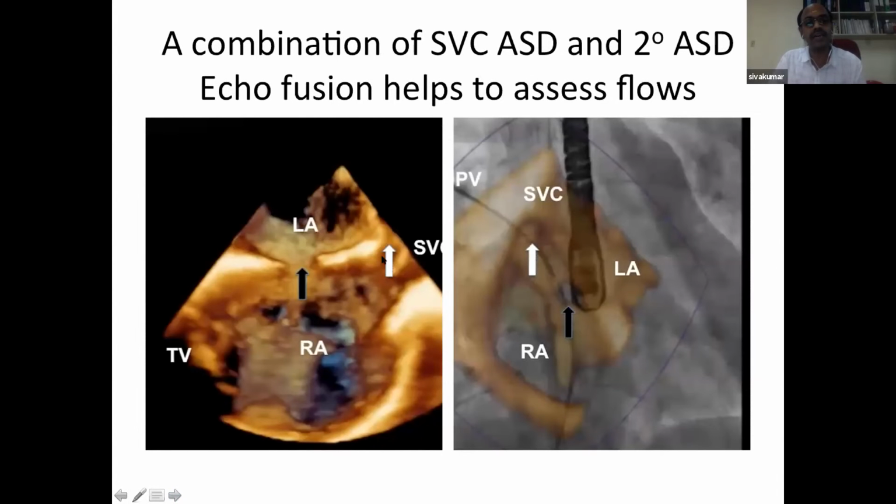So this is an example of a sinus venosus ASD, but this patient has in addition a secundum ASD. So it increases the complexity of the procedure. You can appreciate the secundum ASD here and a sinus venosus ASD here, the whole 3D data set is now fused onto the fluoroscopy.